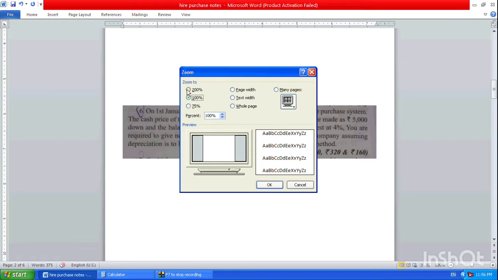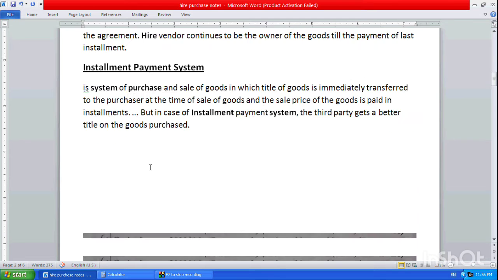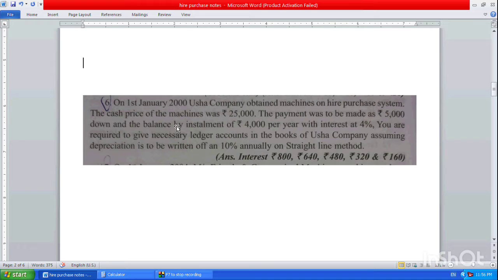Let's see, sixth question, number six. Hire purchase installment purchase system. On 1st January 2000, Usha company obtained a machine on hire purchase.